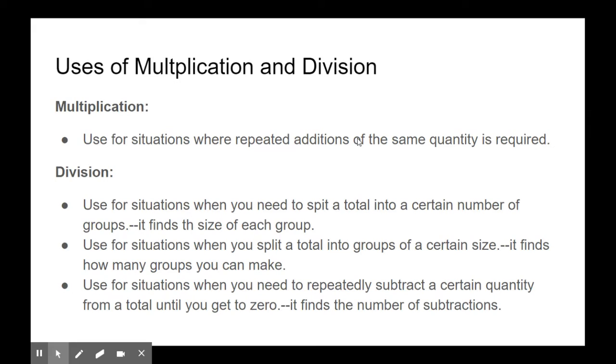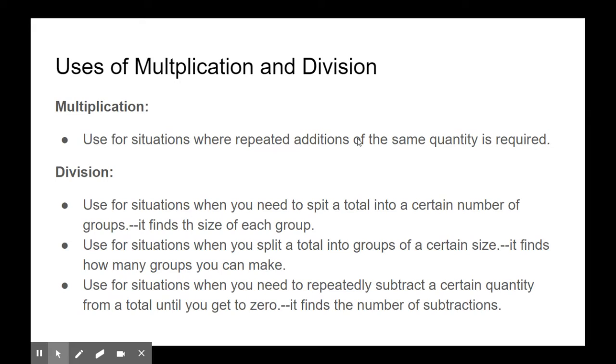So for instance, if you had 100 chickens and you wanted to split them into groups of 25, if you take 100 divided by 25, you would end up with 4 groups. The last one is kind of repeated subtraction questions. If you needed to repeatedly subtract a certain quantity from a total until you get to 0, it finds the number of subtractions that it would take.